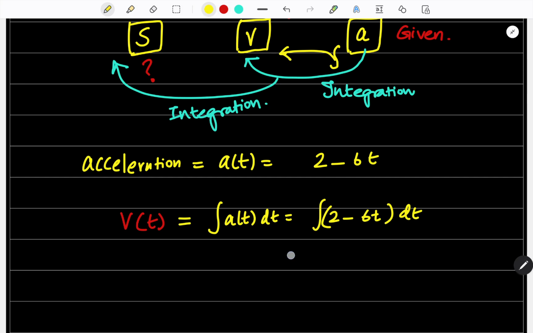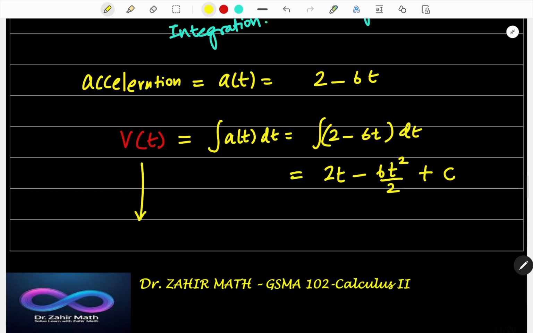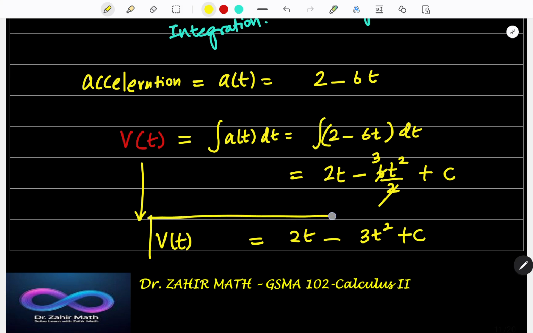So now this equals integration of 2 is what? 2t. Minus 6, integration is what? 6t square divided by 2. Whenever the integration is over, you just put the integrating constant, what? C. So therefore, I'm going to take this only. V of t is equal to 2t minus, this gets cancelled, so I'll get minus 3t square plus integrating constant C. So this is my V of t.